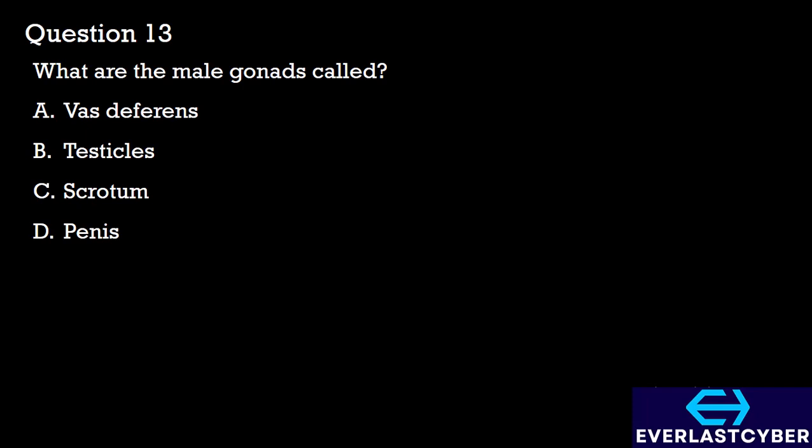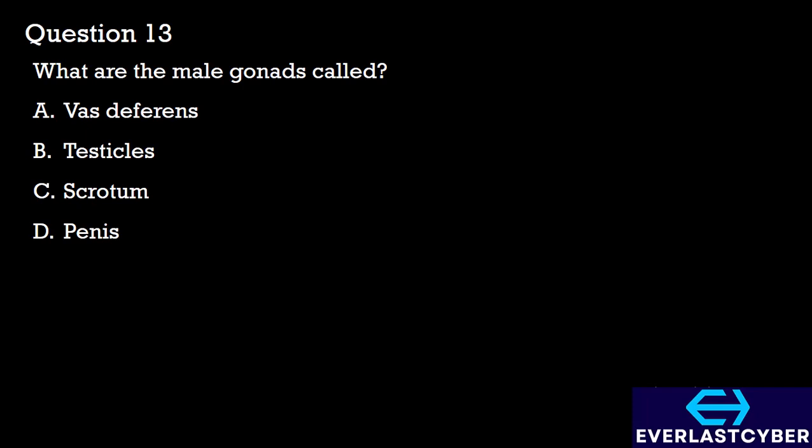Question 13. What are the male gonads called? A. Vas deferens. B. Testicles. C. Scrotum. D. Penis. The vas deferens is a tube that carries sperm from the testicles to the urethra during ejaculation. However, it is not a gonad.